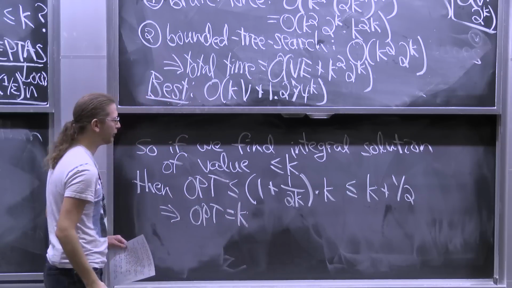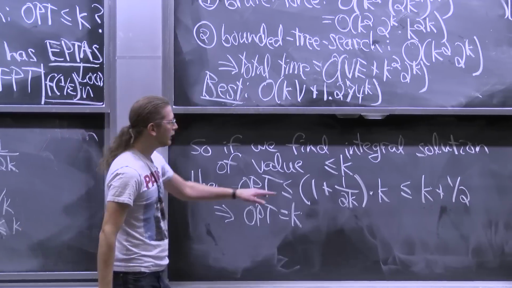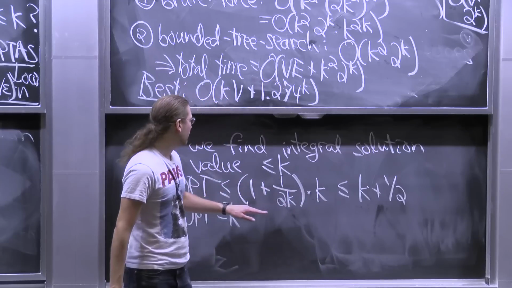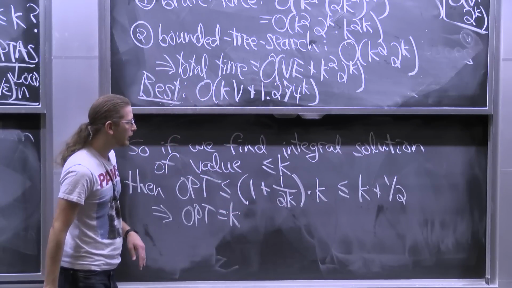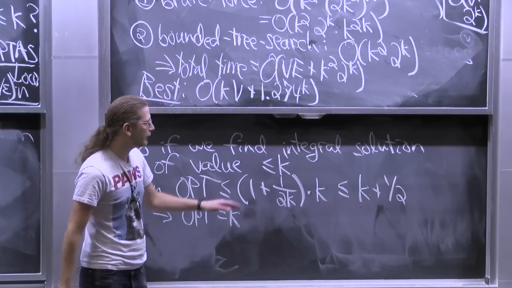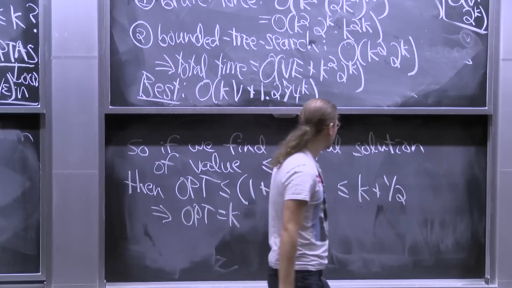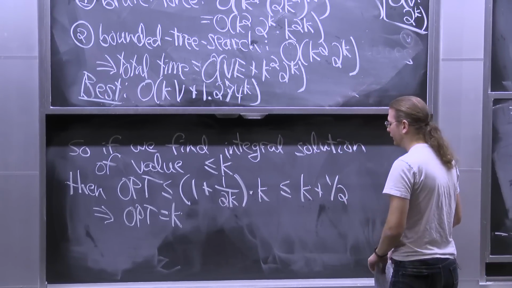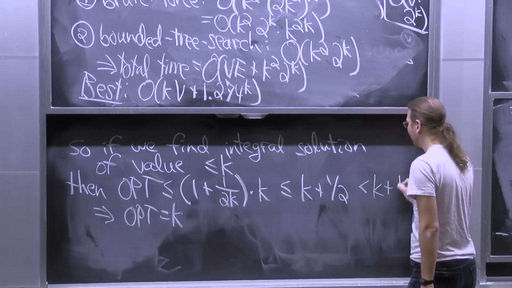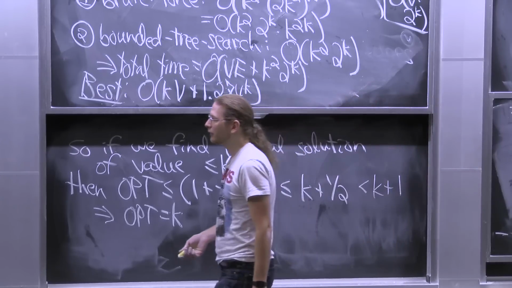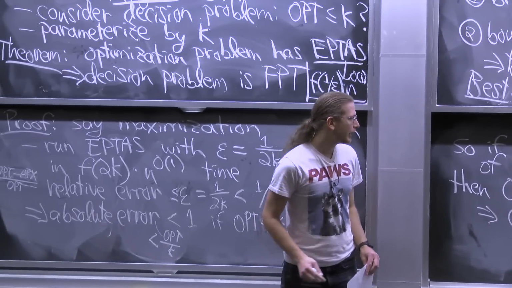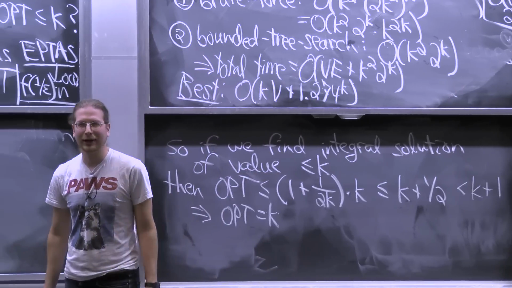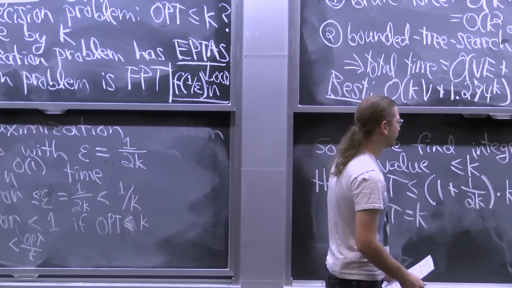Okay, this is basically doing the computation again in another way. But we had 1 plus epsilon. Epsilon was chosen to be 1 over 2k. And then k was the solution value that we found. And so we have this relation between opt and the thing. And therefore, this works out to exactly k plus 1/2. So this is, again, strictly less than k plus 1. And so if we assumed that opt was less than or equal to k, now it must actually be equal to k because there are no integers between k and k plus 1/2. Okay? I probably could have done that shorter.